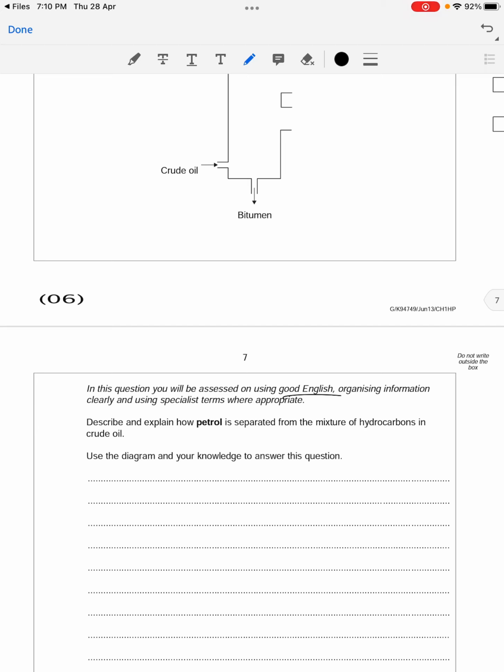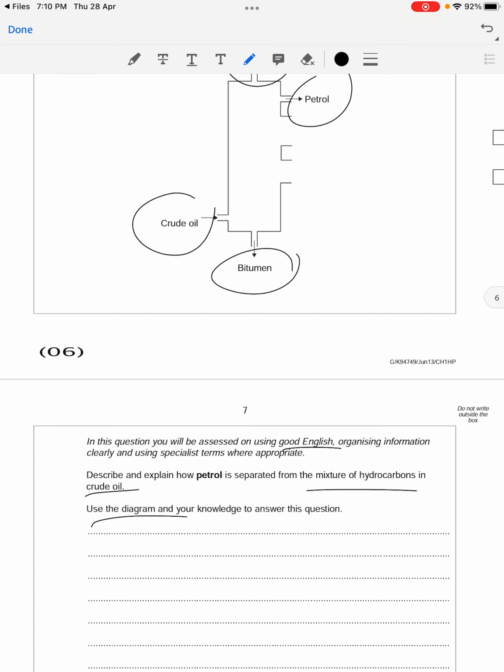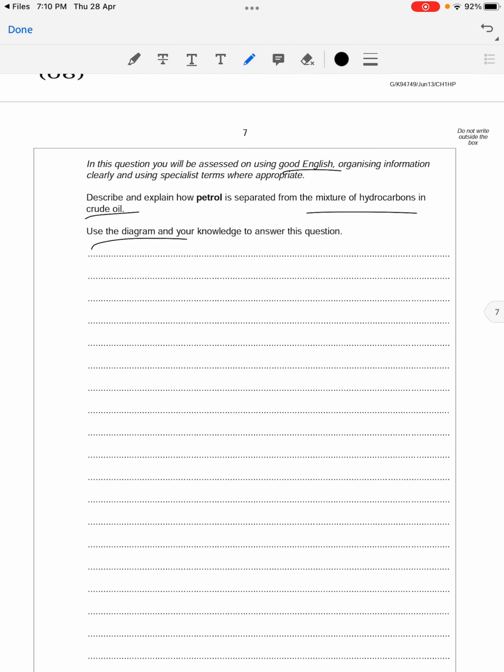So describe and explain how petrol is separated from a mixture of hydrocarbons in crude oil. Use the diagram. Okay, so we have to use the diagram. So what we have here is petrol, bitumen, crude oil, gases. All right. Now, and your knowledge to answer this question. Okay, so in order to score these, how many marks is this?